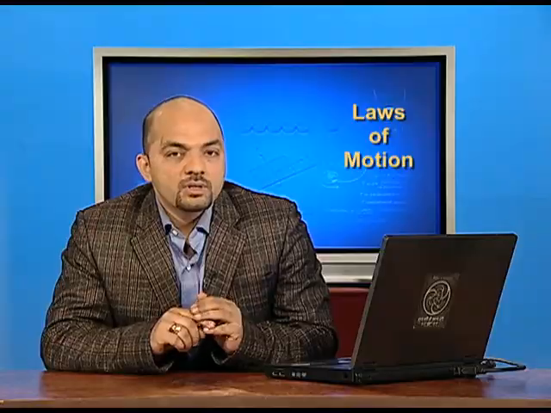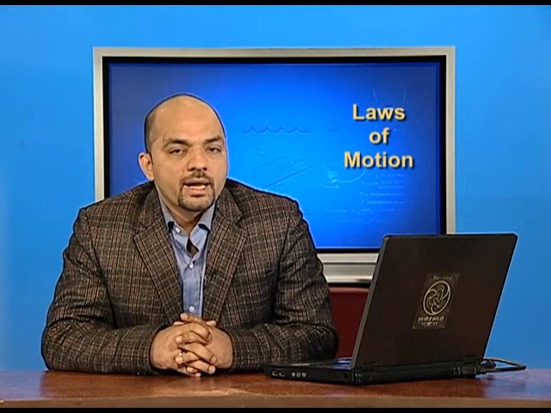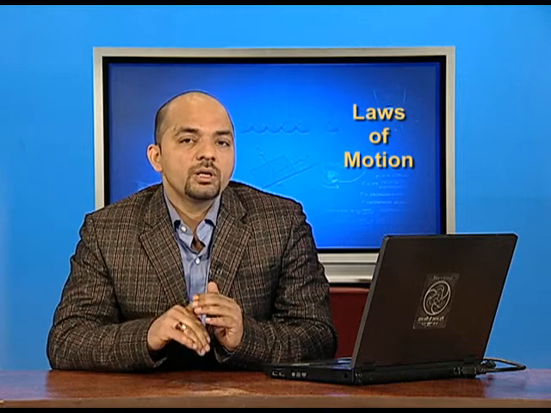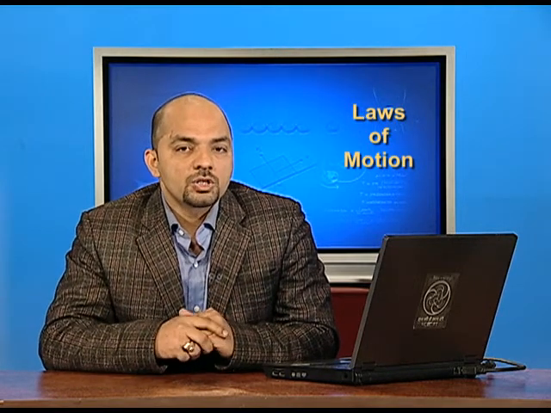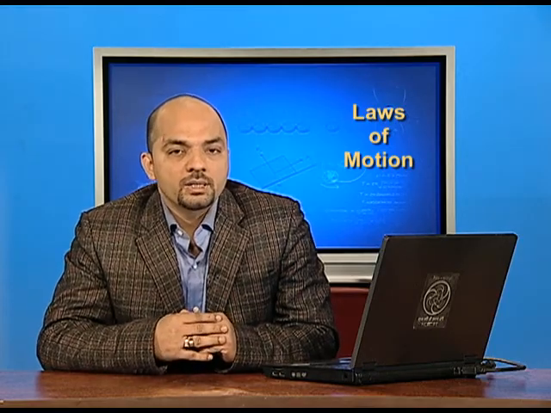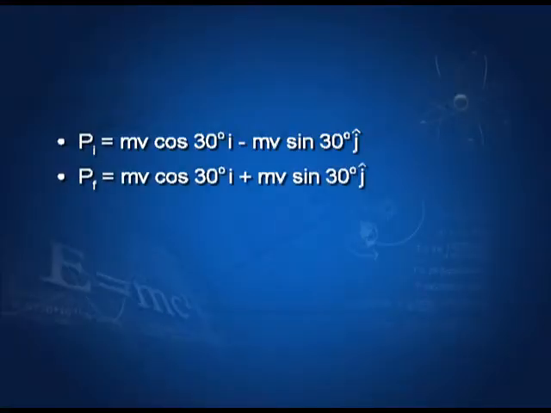As angle of incidence is 30 degrees, on resolving linear momentum into its rectangular components, we get P initial equals m v cos 30 along i minus m v sin 30 along j. After collision, it bounces back at the same angle, so resolving linear momentum into its rectangular components, we get m v cos 30 degrees along i plus m v sin 30 degrees along j.